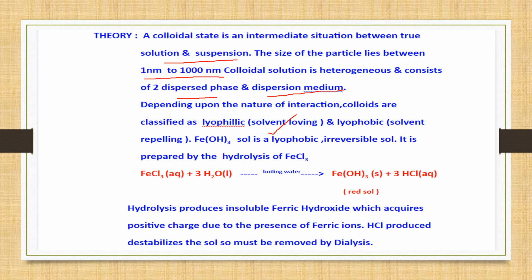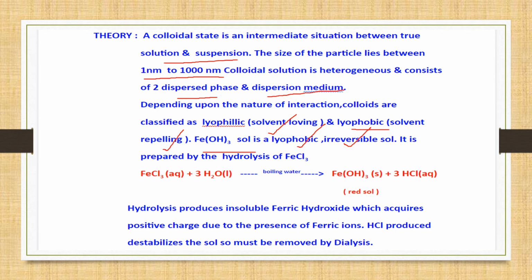And the other category is lyophobic, that means solvent repelling. They do not make bond easily, so they are slightly difficult to make. The one that we are going to make, ferric hydroxide sol, is a lyophobic sol, an irreversible one. We have already studied such examples in the chapter surface chemistry.